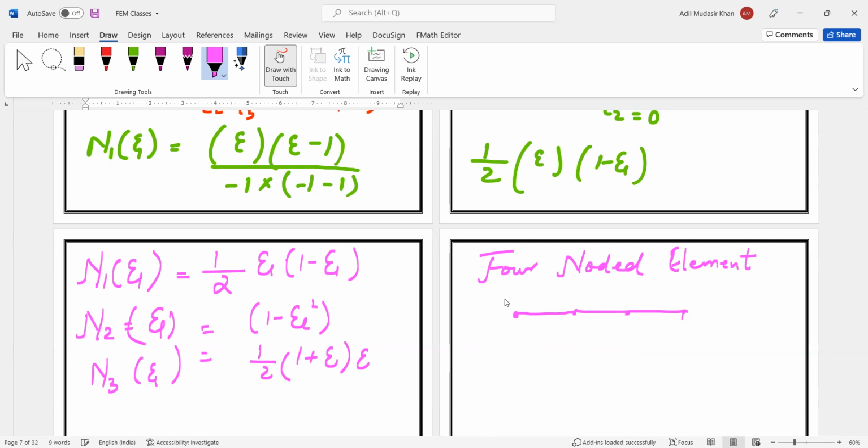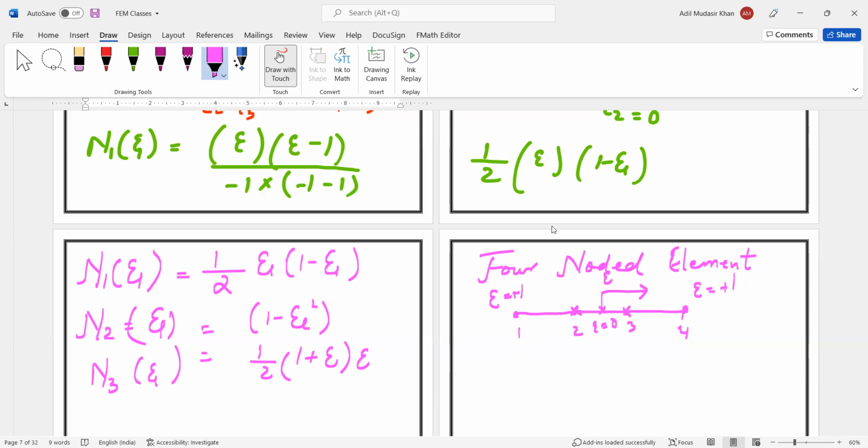So for us, this is node 1. Let me write it here: node 1, node 2, node 3, and node 4. At the center, we have to place our coordinate system, that is here. This is zeta. At this end, we have to say zeta is equal to minus 1. At this end, zeta has to be equal to plus 1. Okay, at the center, zeta is equal to 0. So what will be the value of zeta over here and the value of zeta over here?